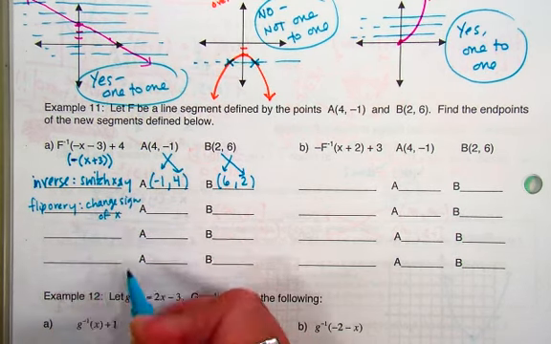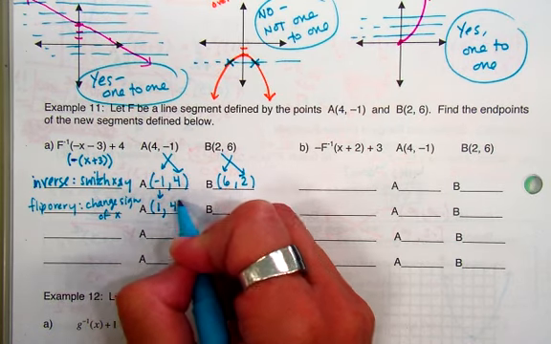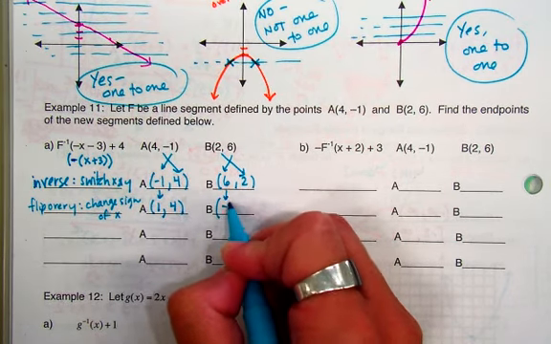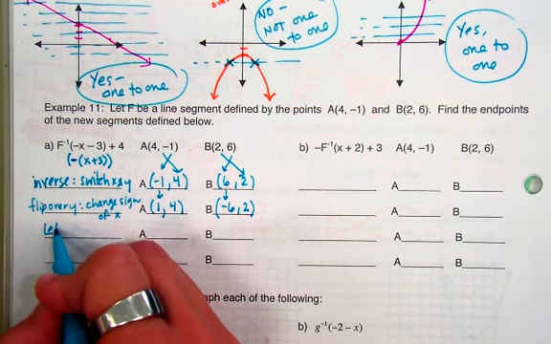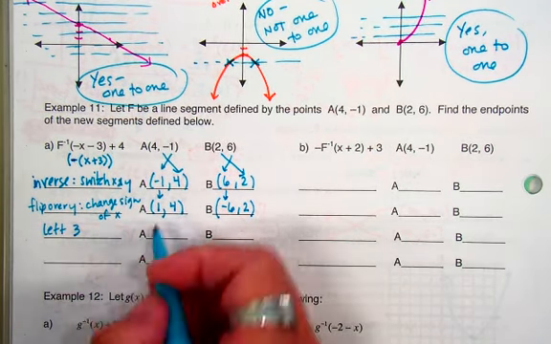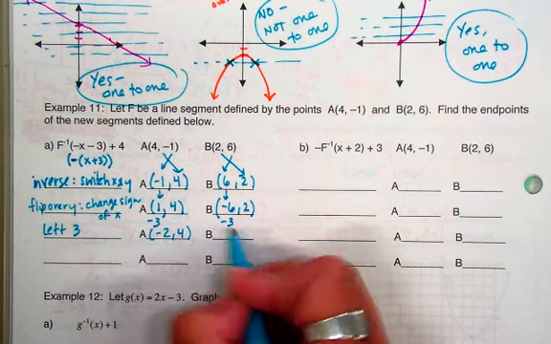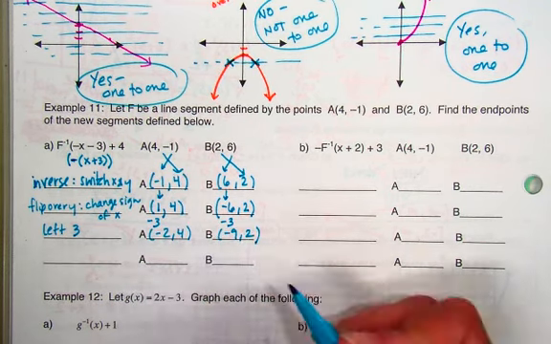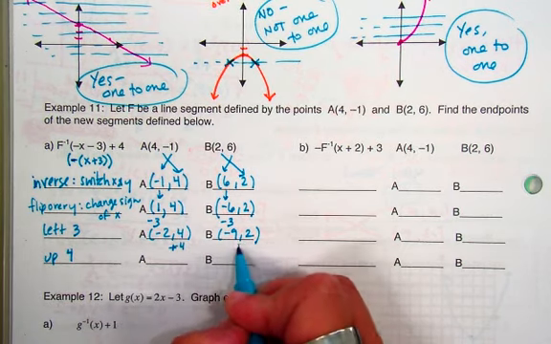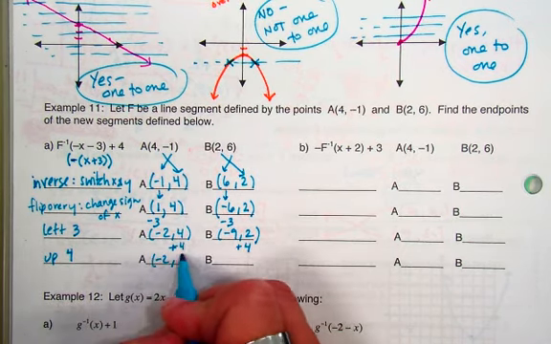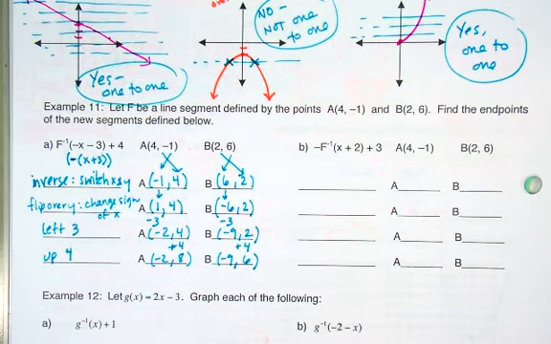So -1 now becomes +1. +6 now becomes -6. Now I can move it left 3, so -3 from my x's. And then I can go up 4 and add 4. And you should be at -2, 8 and -9, 6.